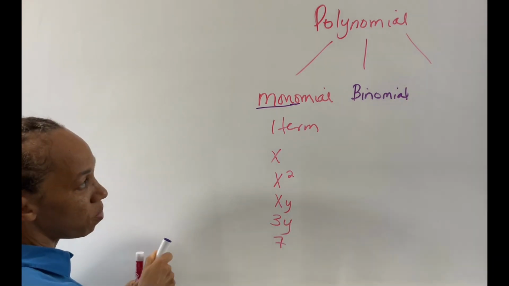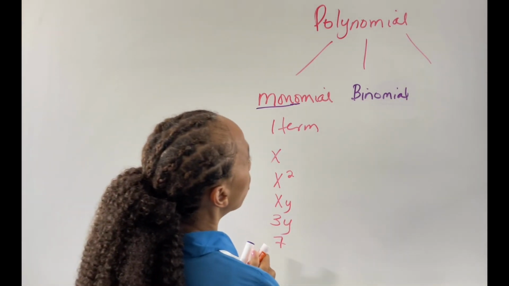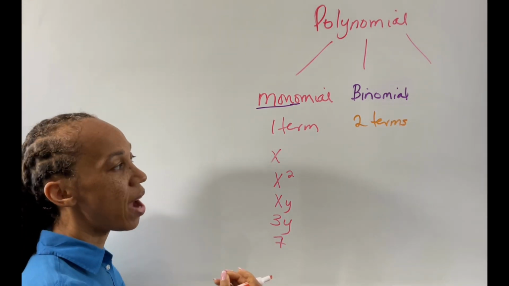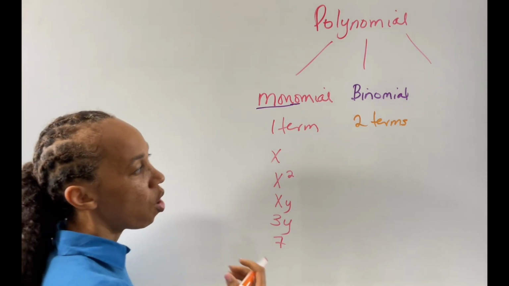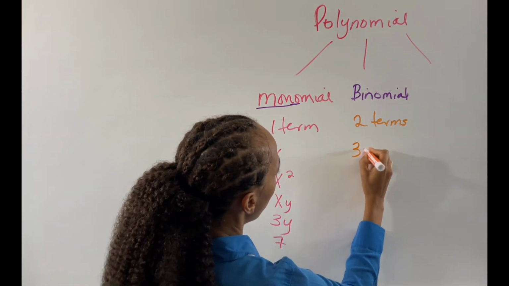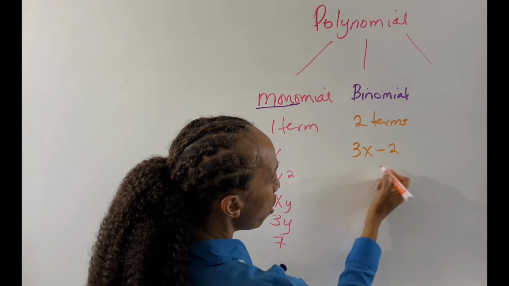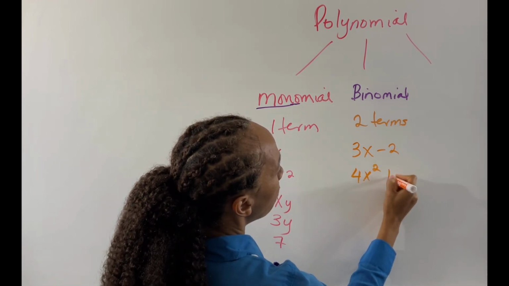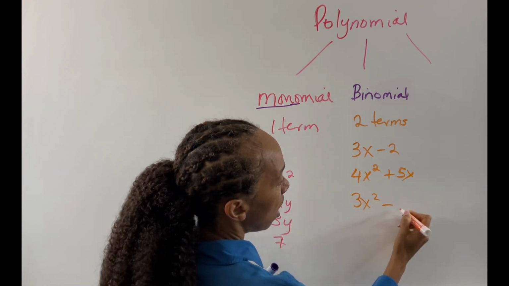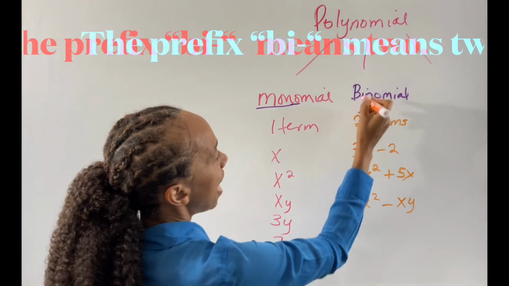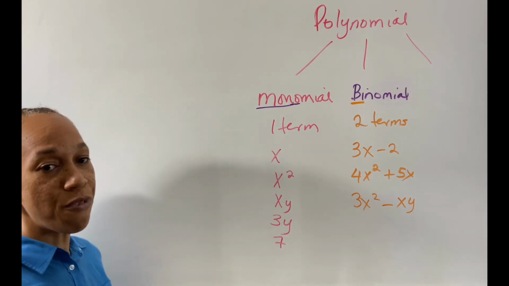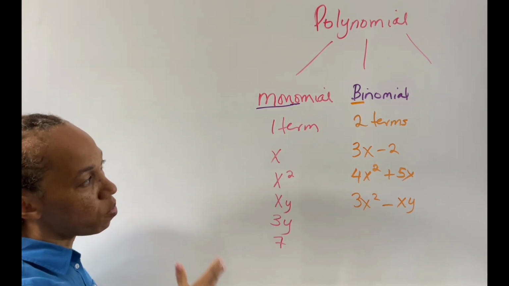And so we have the binomial there, and that is comprised of two terms. In this case, the two terms could either have a subtraction sign in between, or an addition sign in between. An example of that would be 3x minus 2, or you could have 4x squared plus 5x, or it could simply be 3x squared minus xy. And that is coming from the prefix bi, which means 2. So that's an easy way for you to remember the difference between the monomial and binomial.